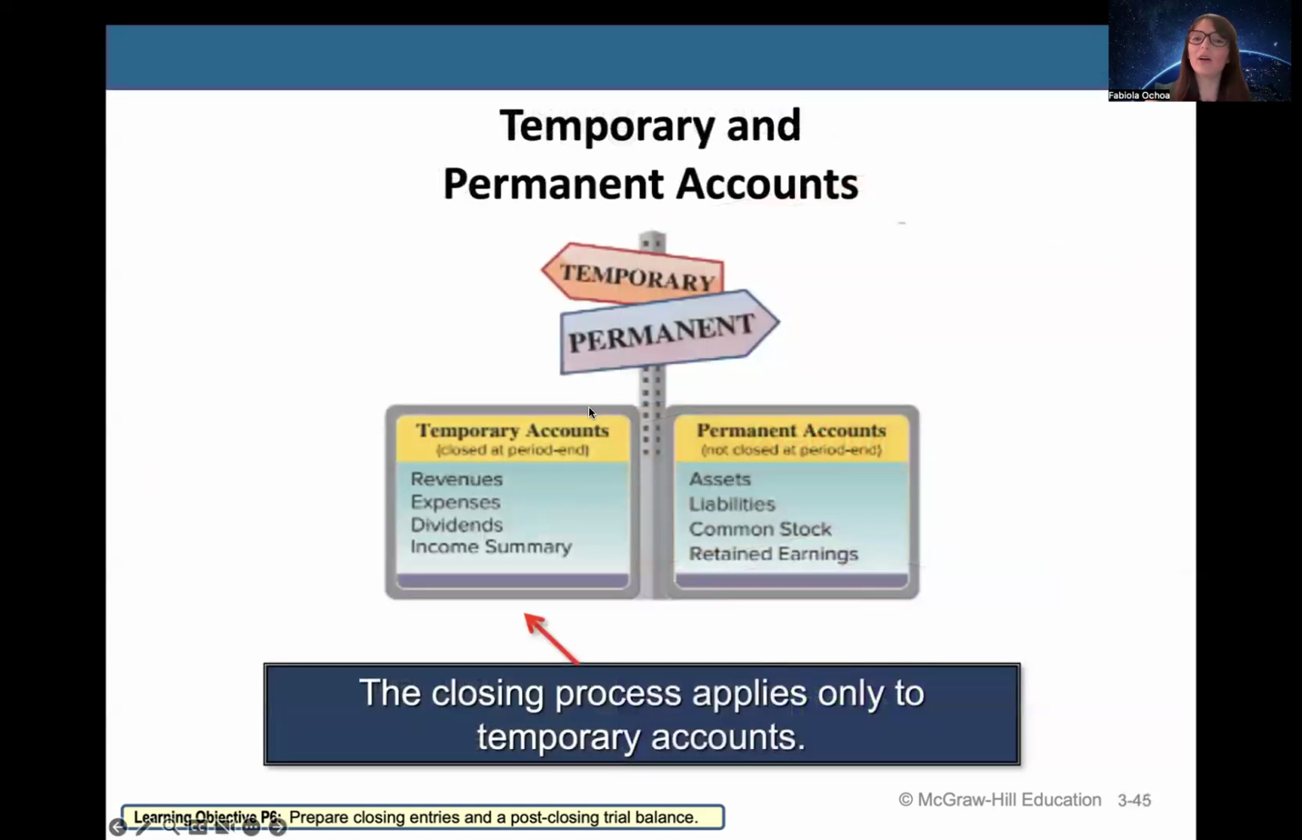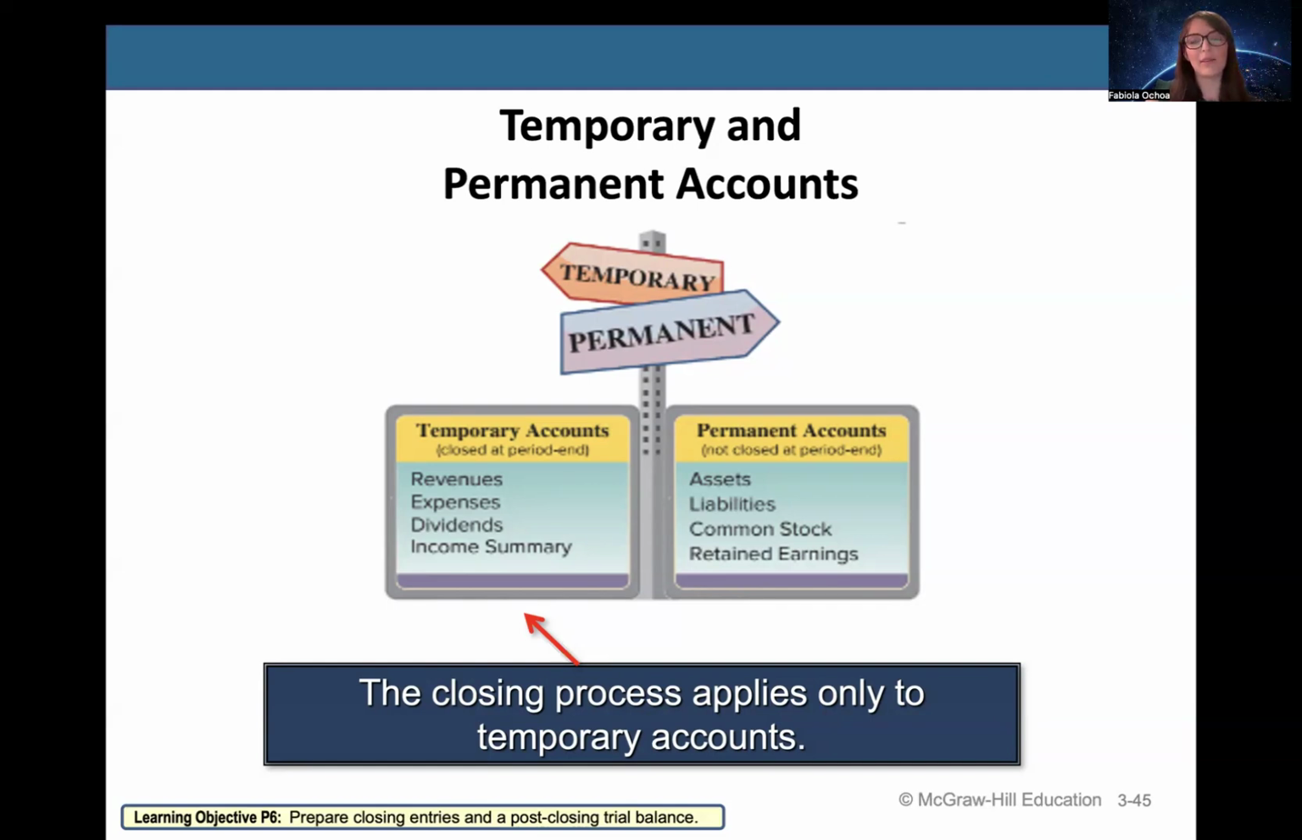So we have something called temporary and permanent accounts. The closing process only applies to our temporary accounts. These are our revenues, expenses, dividends, and our income summary. Our permanent accounts are not closed at period end. These are our assets, liabilities, common stock, and retained earnings.